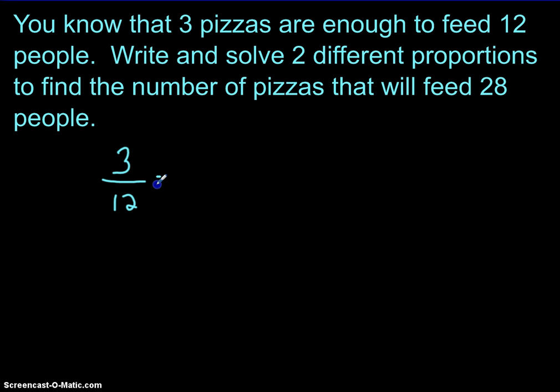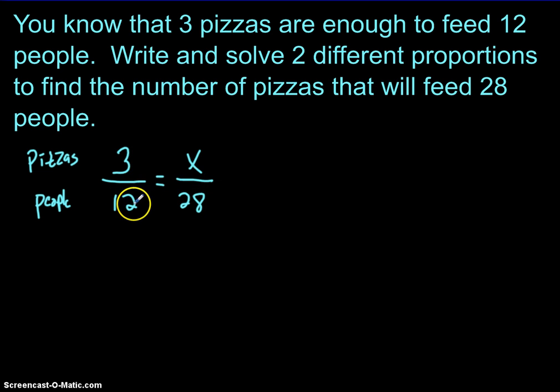And I want to know how many pizzas it will take to feed 28 people. Well, up top, these are pizzas, right? I said 3 pizzas to 12 people. So if I've got pizzas on top here, I need to have pizzas on top here. The number of pizzas, that's the unknown. So that's x, 28 people down here. And I can solve this proportion.